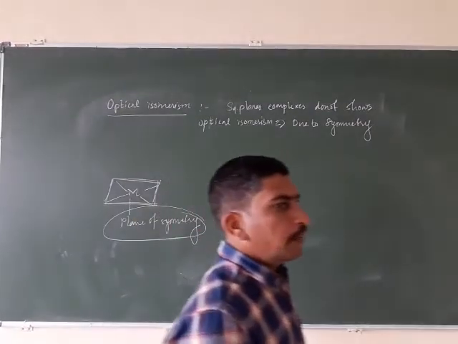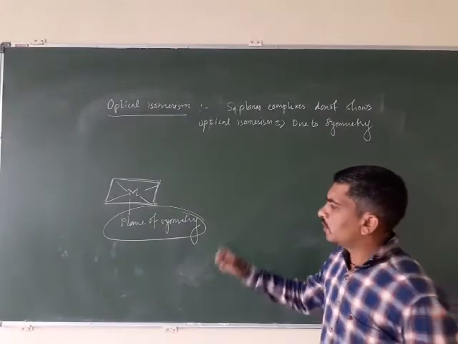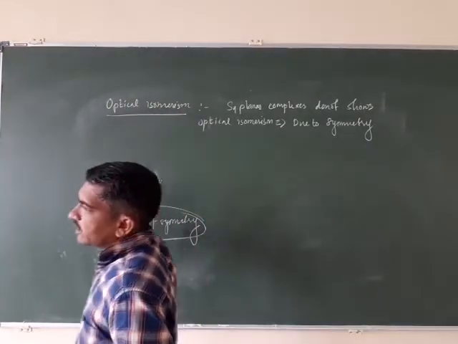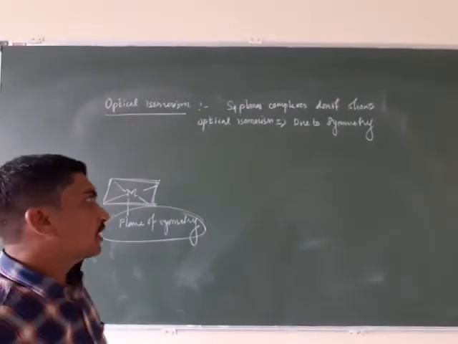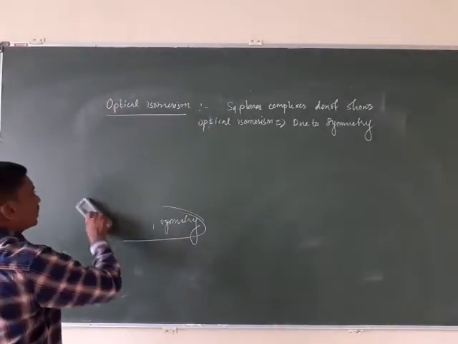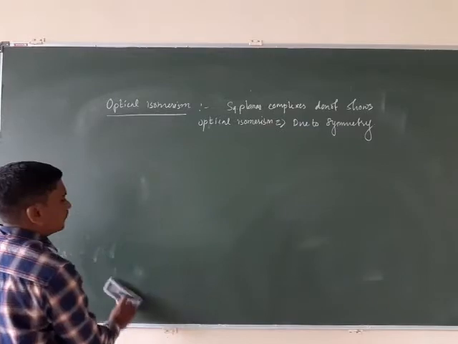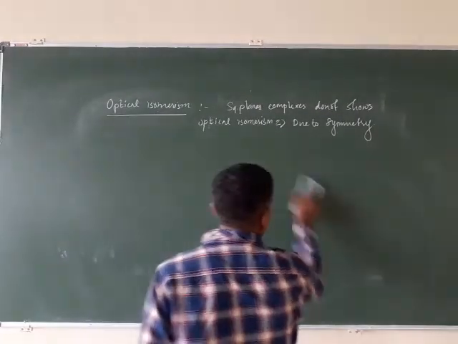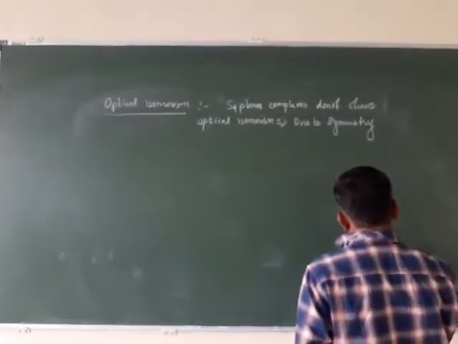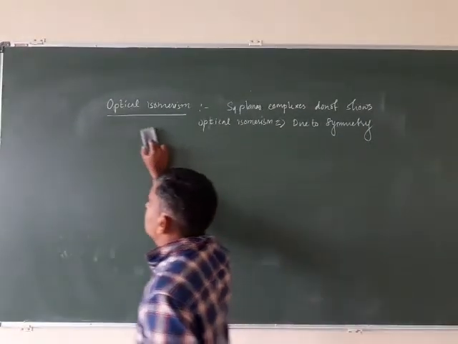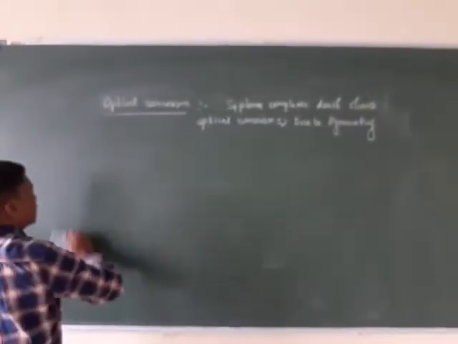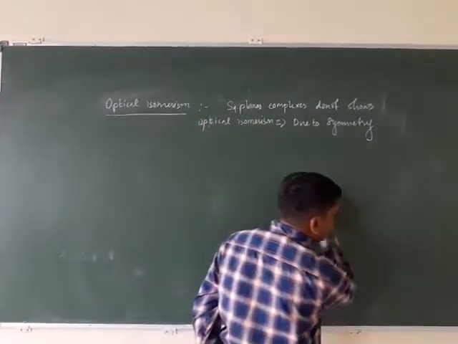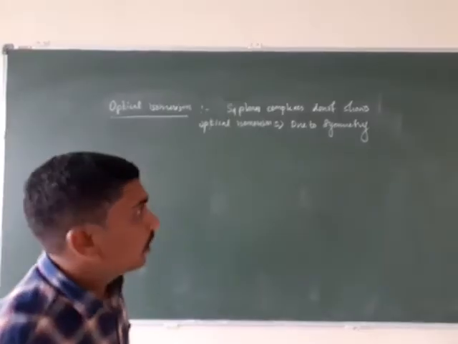Okay, why? Because for any structure to show optical isomerism, what is the required condition? The structure must be chiral. Okay, it must be anisotropic. What it suggests is that the structure and its mirror image must be non-superimposable.